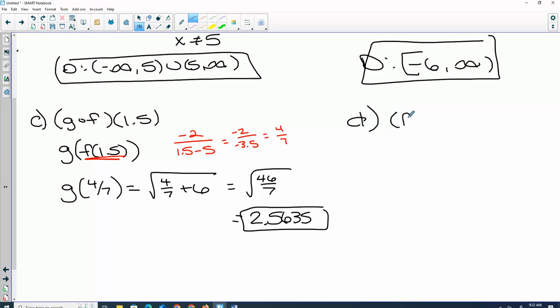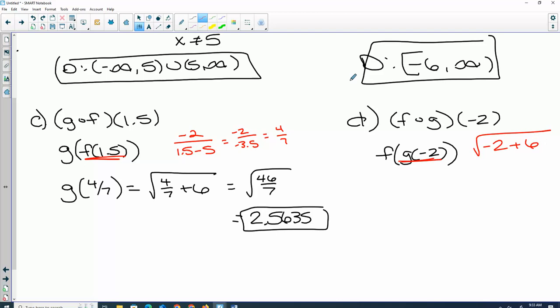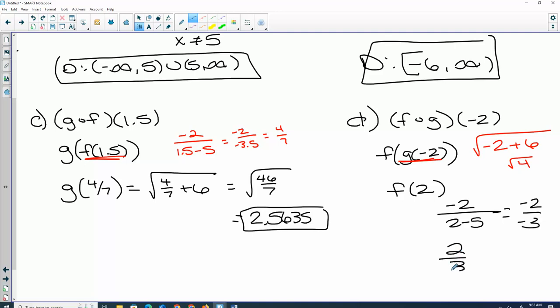D, f composed with G of -2. So that's f of G of -2. So if we put -2 into G, it's the square root of -2 plus 6. What's -2 plus 6? 4, and the square root of 4 is 2. So now we have f of 2. So if I put a 2 into f, we have -2 over 2 minus 5. So -2 over -3, or positive 2/3.